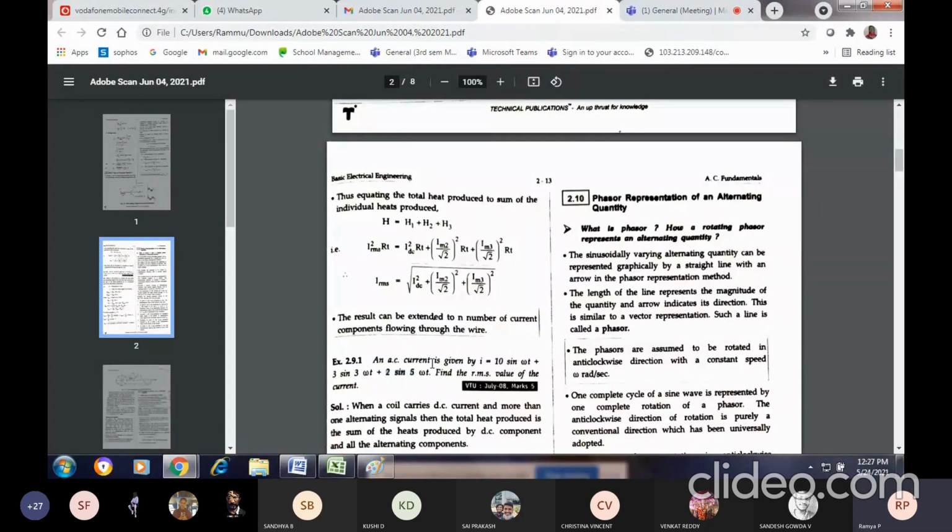Now, how do you calculate it? You're supposed to calculate here. They have not given the time, they have not given the resistance. So nothing is given, you just want to calculate the total RMS value of current.